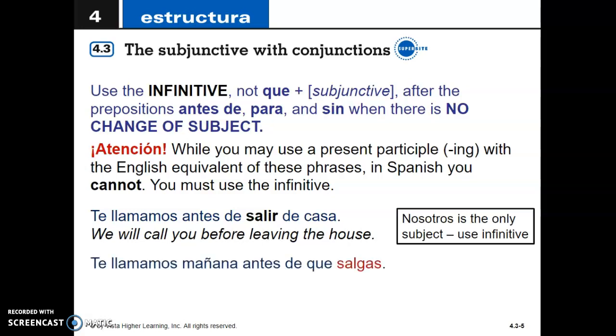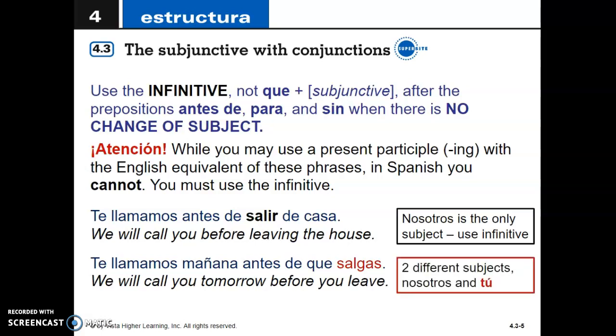Te llamamos mañana antes de que salgas. Oh, there's two subjects there now. We will call you tomorrow before you leave. So you leave, one subject. We call, another subject. So nosotros and tú are subjects there. Therefore, we'll use the subjunctive, antes de que, instead of just antes de. Hopefully that makes sense. We're not asking you to be subject matter experts on this. Just start your awareness. We'll do plenty of practice, okay?